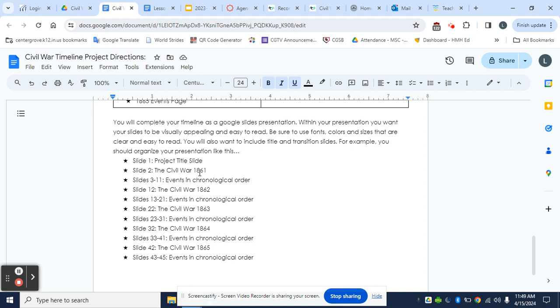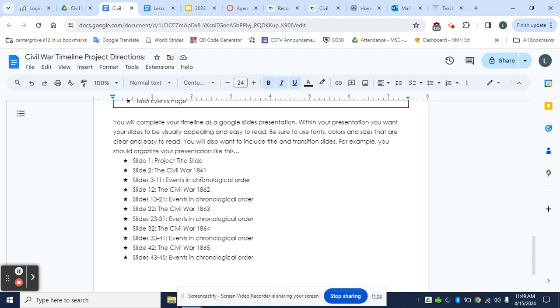From there, slide 12 would be your transition slide to 1862. Then slides 13 through 21 would be your 1862 events in chronological order. Slide 22 would be your transition slide to 1863. And then slides 23 to 31 would be your 1863 events in chronological order.